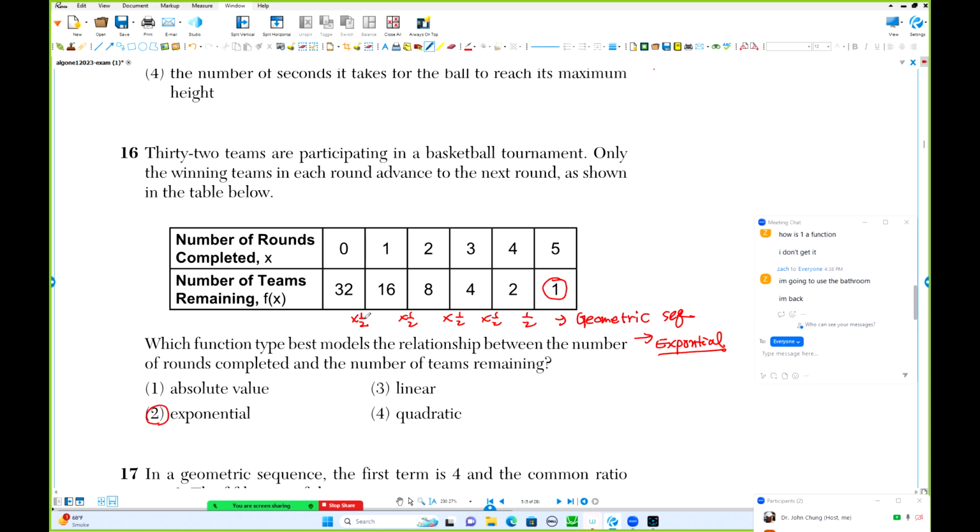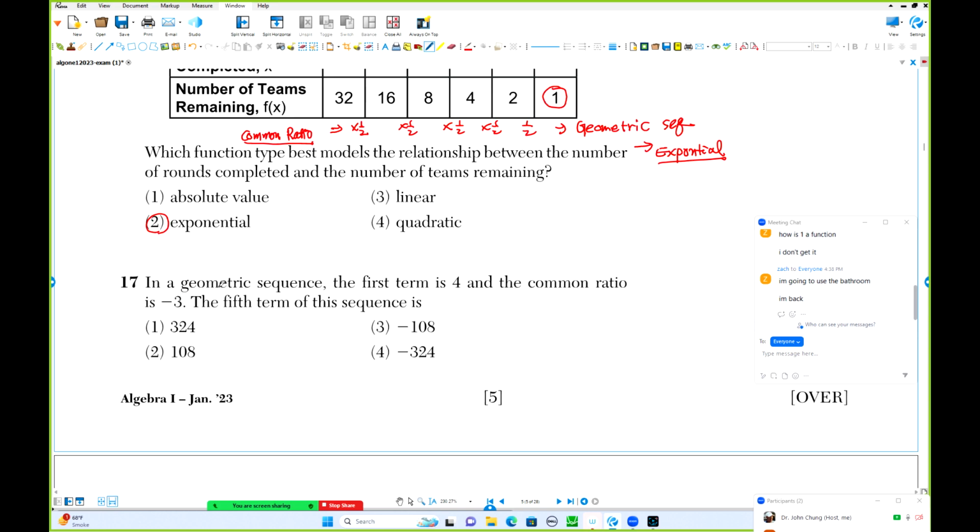Linear has the same distance between numbers, a common difference. This is a line, linear. Geometric has a common ratio. That is exponential.